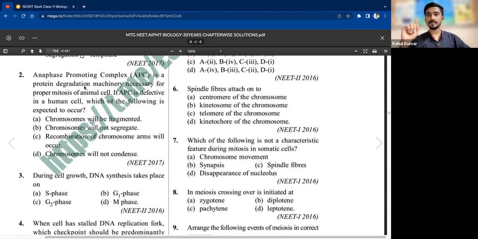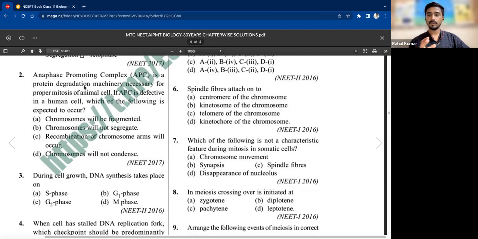So the question is asking a simple thing. If you do not allow anaphase to happen in a human cell, then what will happen? Which of the following is expected to occur? Instead of asking a simple question, that if anaphase does not happen, what will be the consequence, they are giving you a whole story to just frighten you and make you leave this question, because negative marking is there. But see if you can understand. Okay, do you understand the question now? This is also a part of the training in the class.